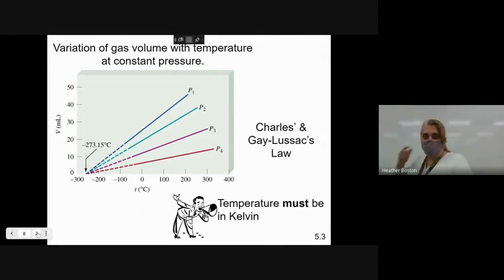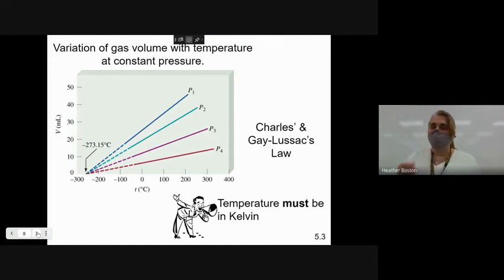So reminder, temperature must be in Kelvin. The volume of a gas is directly related to the temperature of a gas, meaning that as temperature goes up, volume goes up. You might know this too if you've ever been at a children's party and it starts getting hotter in the afternoon, and you'll notice that the balloons start to pop. And that's because as the temperature of the gas inside the balloon goes up, so will the volume.